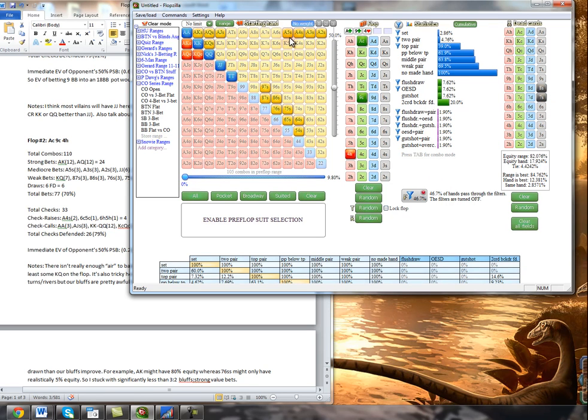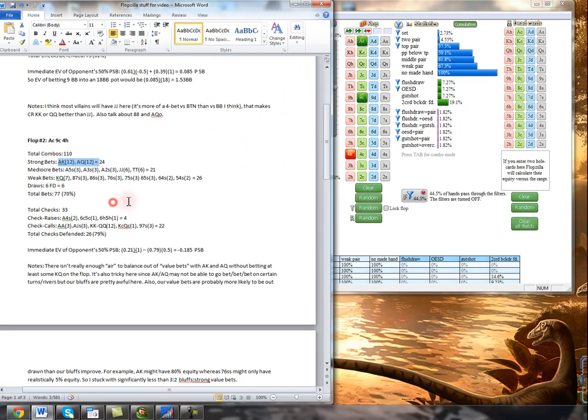Also, the ace-x suited hands did hit, so that just gives us fewer hands to bluff with, and since there's a flush draw, we don't have as many backdoor flush draw hands. So that's why I'm betting with all this pretty crappy stuff. I still didn't bet all the king-queen, as I'm going to discuss right here. So note, there isn't really enough air to balance out the value bets with ace-king and ace-queen without betting at least some of the king-queen on the flop.